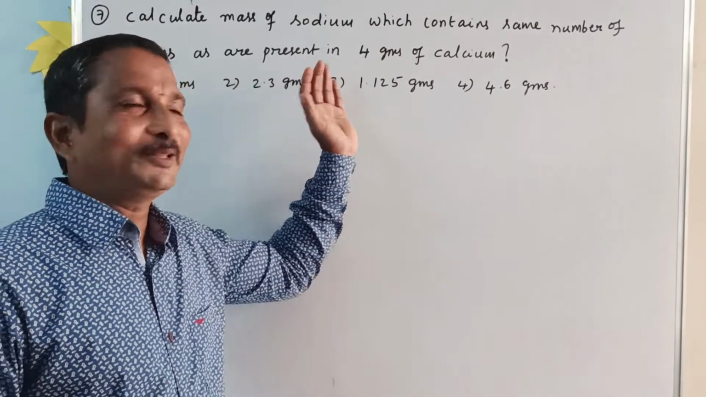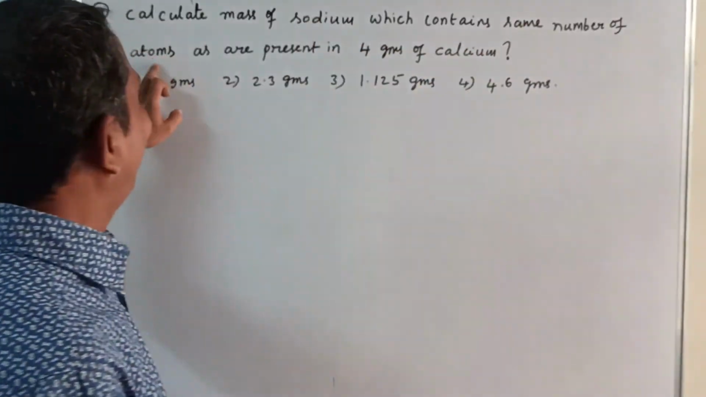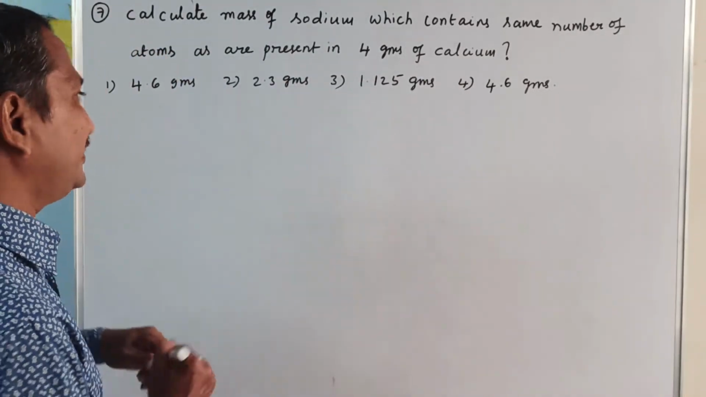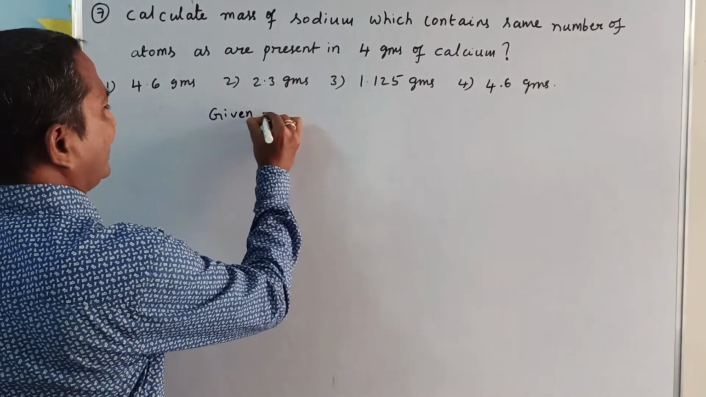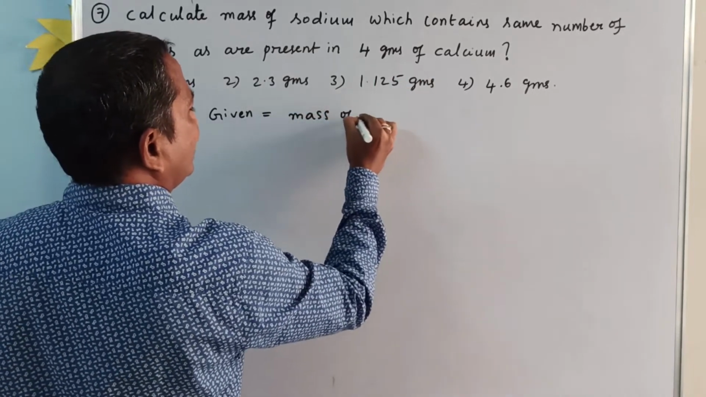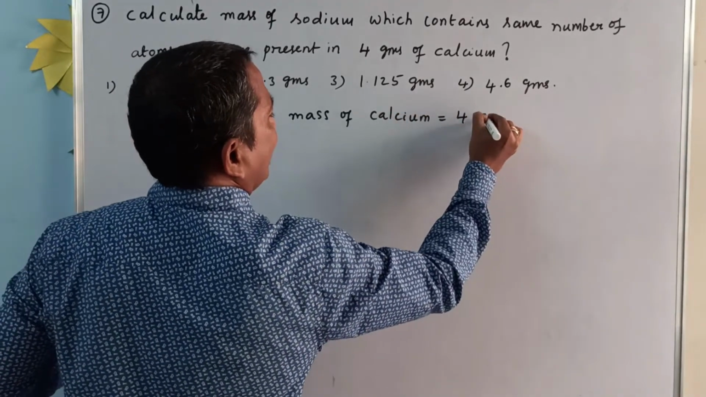Let us see the 7th problem. Calculate the mass of sodium which contains the same number of atoms as are present in 4 grams of calcium. These are the options. Again, we have to write the given. Here the given is the mass of calcium, that is equal to 4 grams.